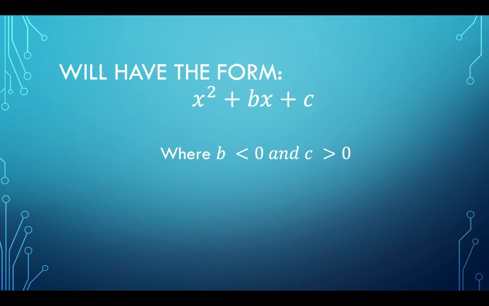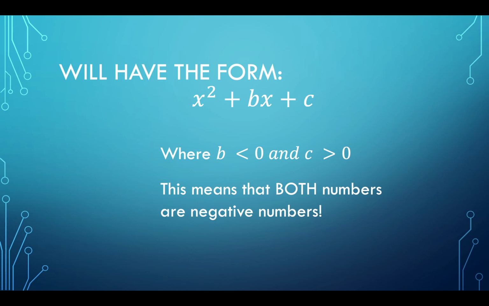So now we're going to have the form x squared plus bx plus c, where b is less than 0 and c is greater than 0. This means that both numbers are negative numbers. Now here it's okay, we both have the plus signs here. They're interchangeable. This is their textbook definition.